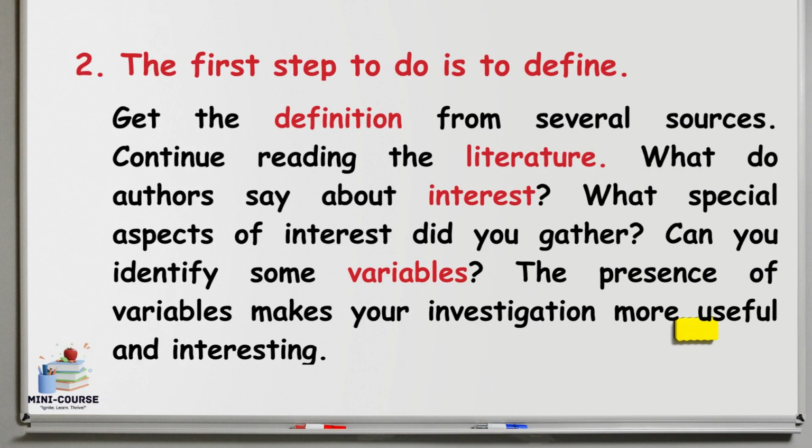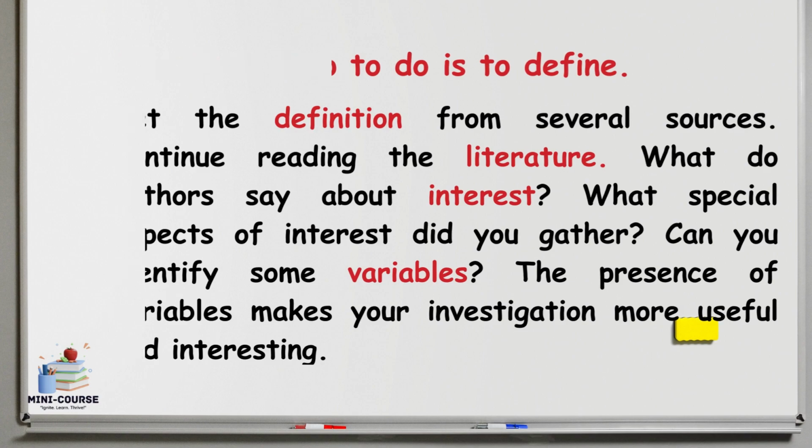2. The first step to do is to define. Get the definition from several sources. Continue reading the literature. What do authors say about interest? What special aspects of interest did you gather? Can you identify some variables? The presence of variables makes your investigation more useful and interesting.